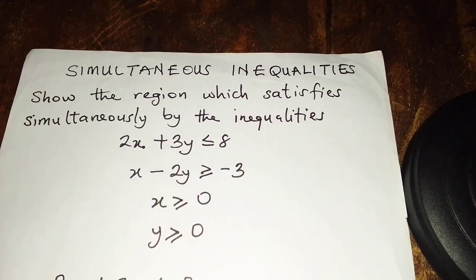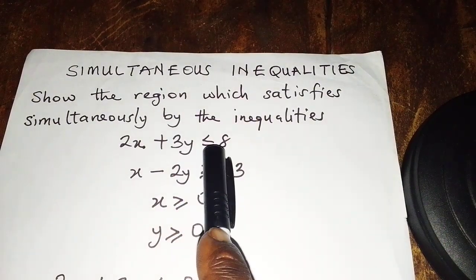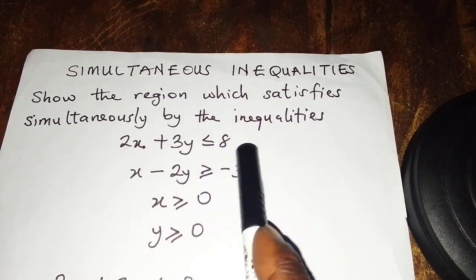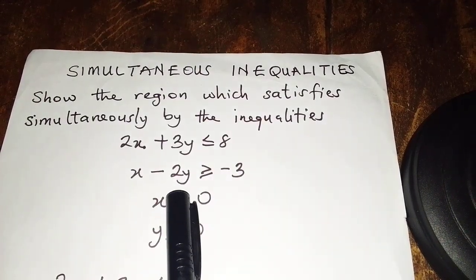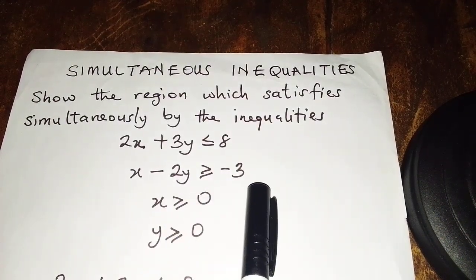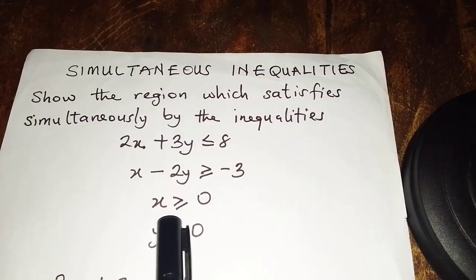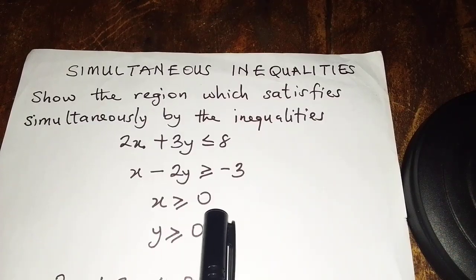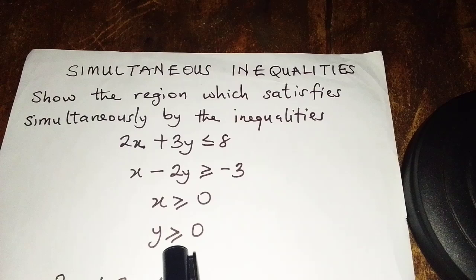Simultaneous inequalities. Show the region which satisfies simultaneously the inequalities 2x plus 3y is less than or equal to 8, x minus 2y is greater than or equal to minus 3, x is greater than or equal to 0, and y is greater than or equal to 0.